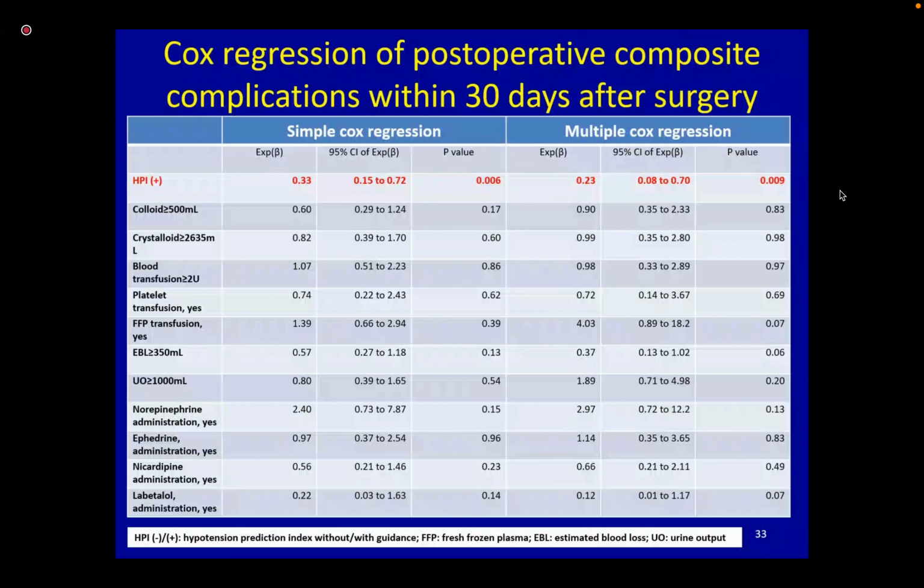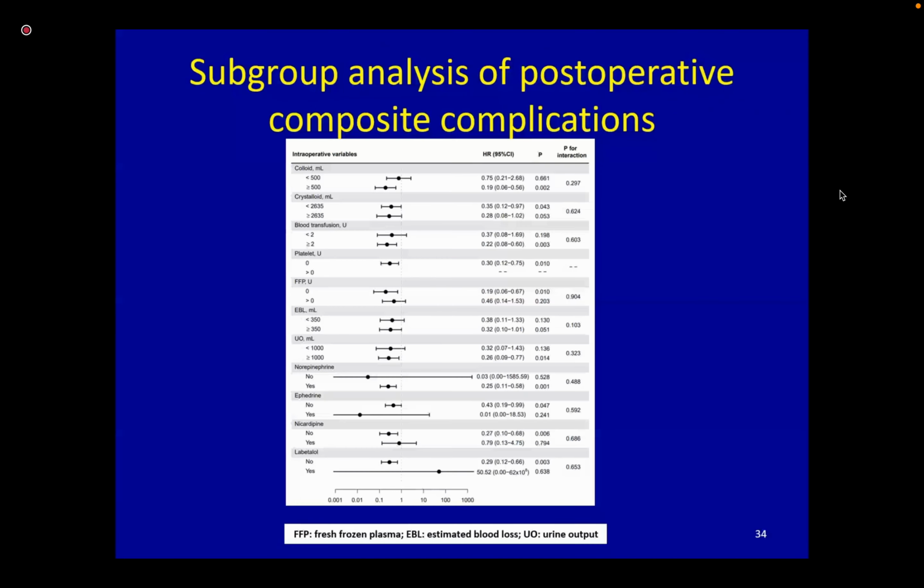colloid higher than or equal to 500 milliliters, blood transfusion of 2 units, no FFP or platelet transfusion, higher urine output, using norepinephrine, no using ephedrine, no using nicardipine or labetalol. The first studies need more investigation. This is our data analysis.